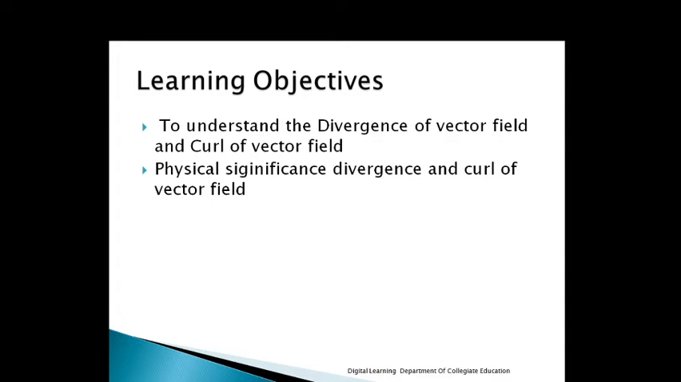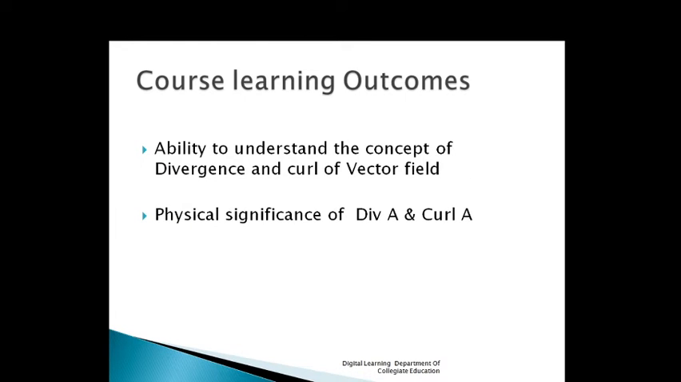Learning objectives from this topic: to understand the divergence of a vector field and curl of a vector field, and the physical significance of divergence of a vector field and curl of a vector field. Course learning outcome from this topic: ability to understand the concept of divergence of a vector field and curl of a vector field, and the physical significance of divergence of a vector A and curl of a vector A.